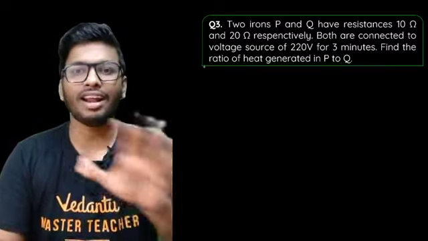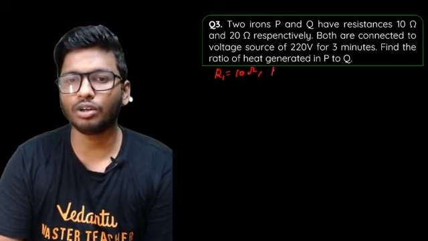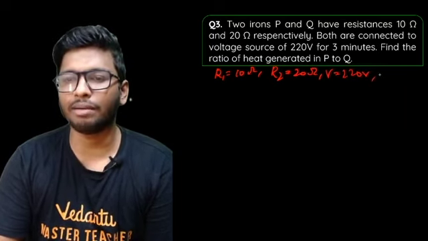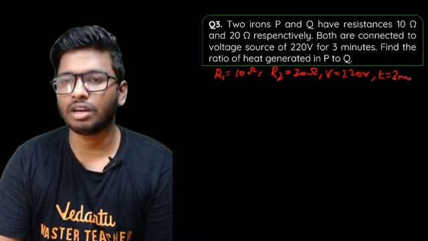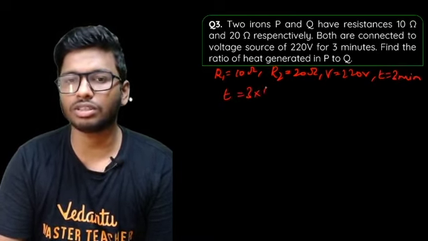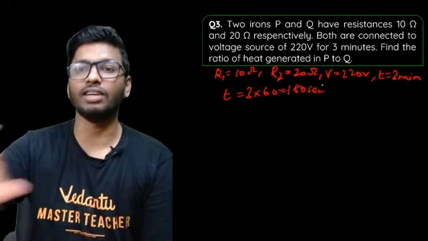Okay, so first of all, write down all the given data. So R1 is given as 10 ohms. R2 is given as 20 ohms. Voltage is 220 volt. And the time taken is basically 3 minutes. If you convert that 3 minutes to seconds, 3 into 60, that'll give you 180 seconds. So these are the values that are given to you.